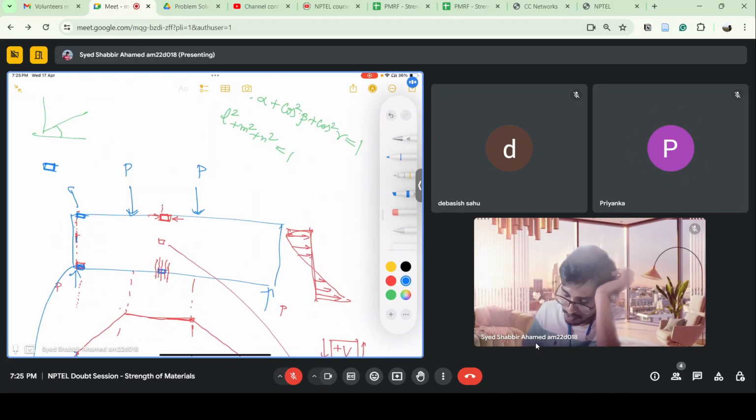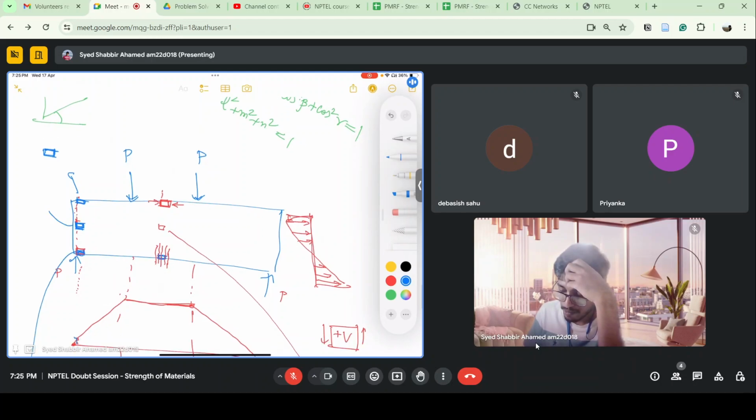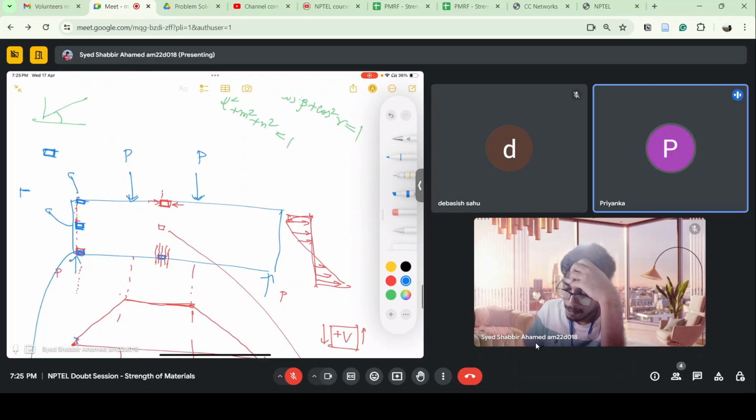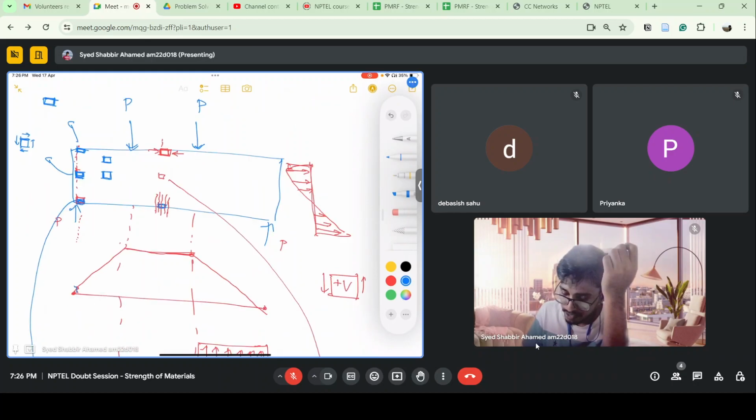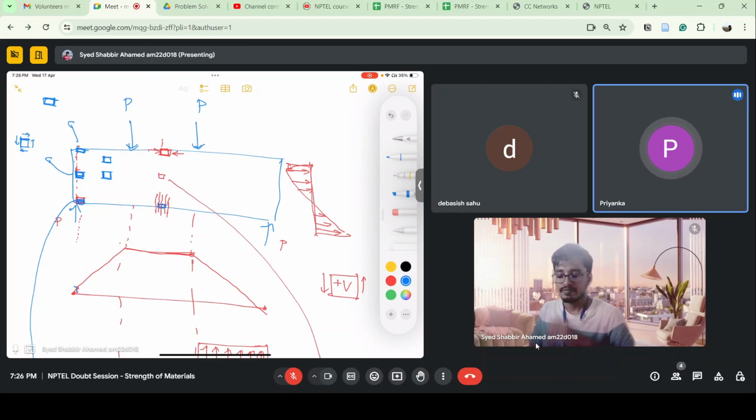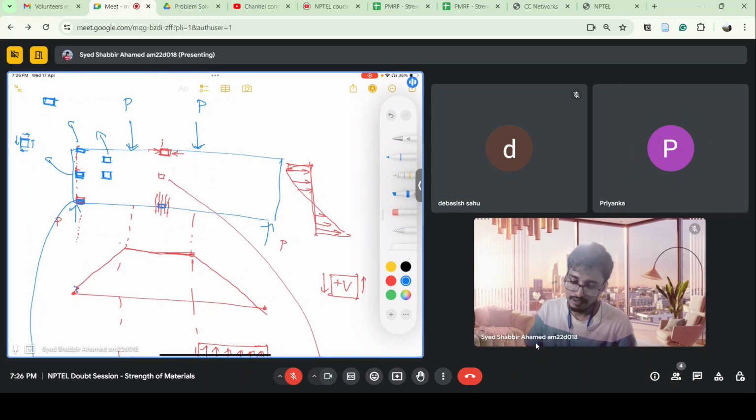If I take an element on the neutral axis, at the center of the beam, how will my state of stress look like? Maximum shear stress. Yes, shear stress is there. So in between, if I take an element here, how will my state of stress look like? What will I have? There will be shear and compressive stress, sir. Yes, there will be shear and compressive.